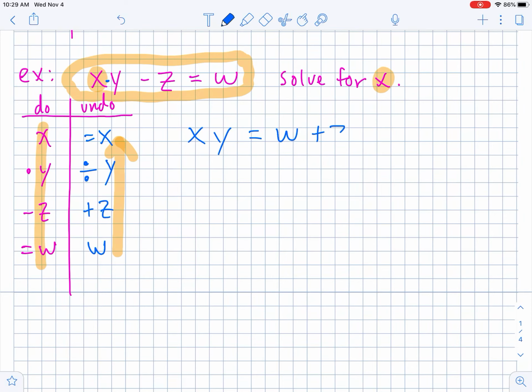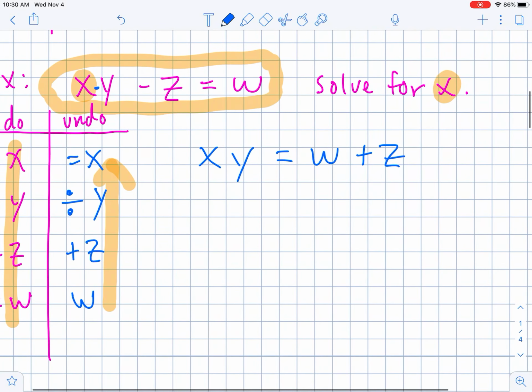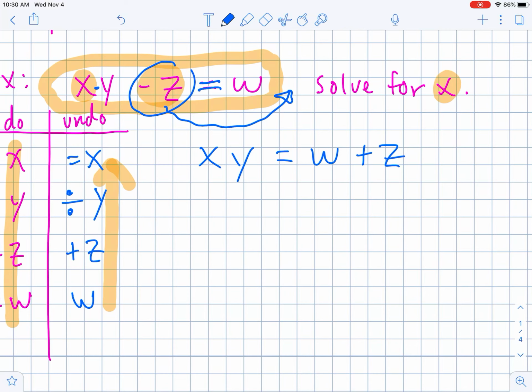The first thing we do is we add z to both sides. So xy is going to be equal to w plus z. I like to think of it as actually taking the minus z and moving it over to the other side. But anytime you hop the equal sign, you just have to do the opposite. So the opposite of subtract z on the other side would be a plus z. It's like you take this and move it over here, and it becomes a plus z.